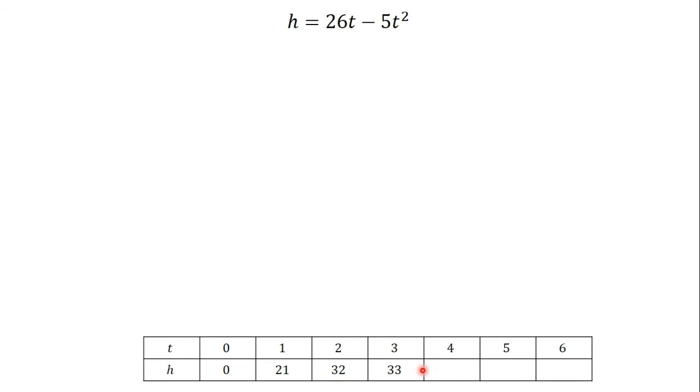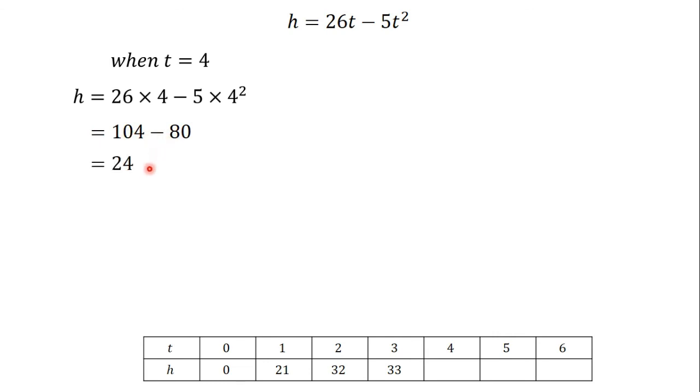The next t value is 4. When t is equal to 4, h will be equal to 26 times 4 minus 5 times 4 squared. This will give us 104 minus 80. 104 minus 80 is 24. So when t is equal to 4, h is equal to 24.